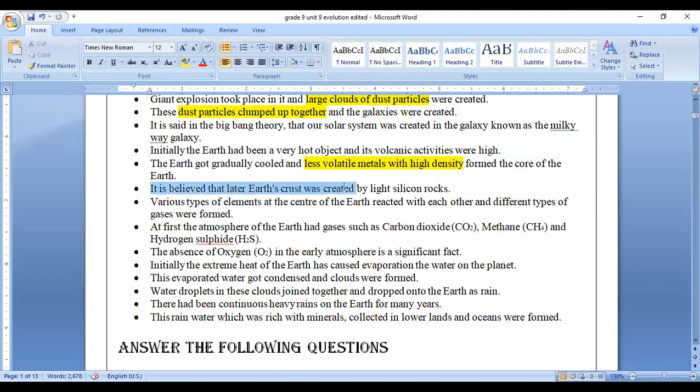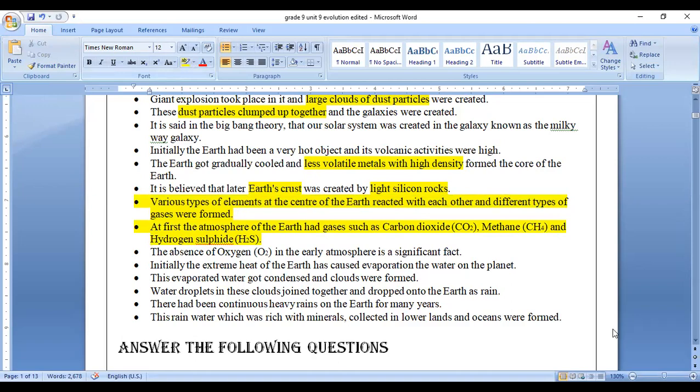Okay. Second, speaking about the Earth crust area. Earth crust is made of light silicon rocks. And in the center of the Earth, various types of elements reacted with each other, and different types of gases were formed, and those gases came out and formed the atmosphere. These two are related points. Understood? Yes, sir.